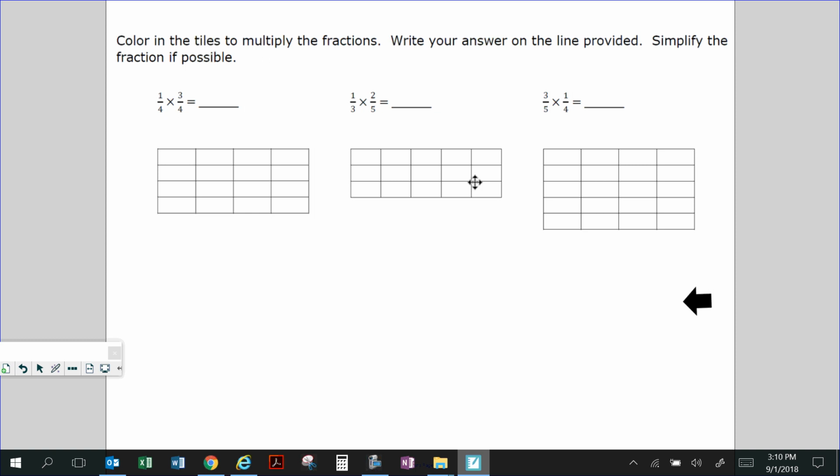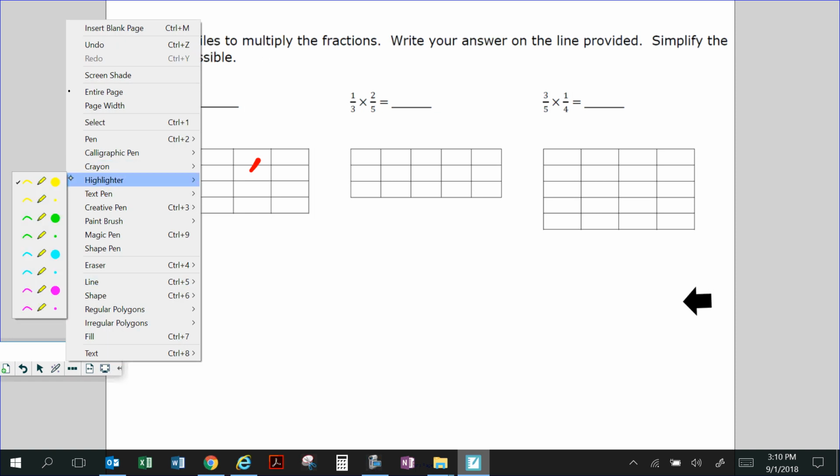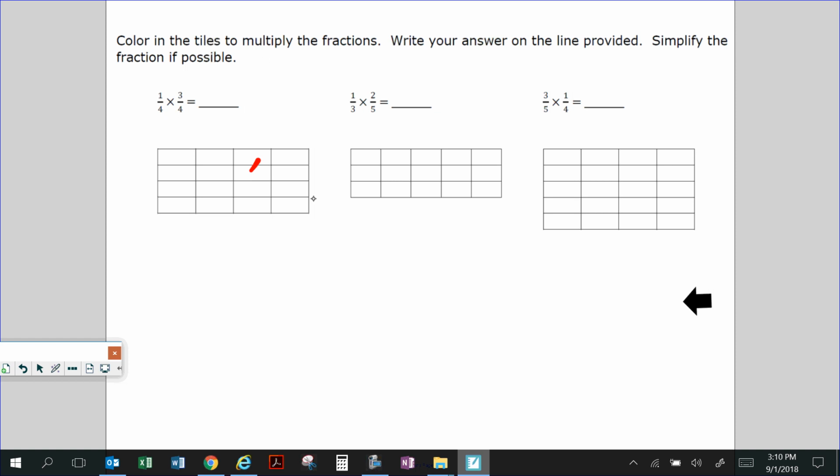Color the tiles to multiply the fractions. Write your answer in the line provided. Simplify the fraction if possible. So in this one, they would like you to shade in, with my trusted highlighter, 1/4 of this. I need to split this into fourths. There are 4 parts, 1, 2, 3. There are 4 rows. So I shade in one of the 4 rows, 1/4 of it.